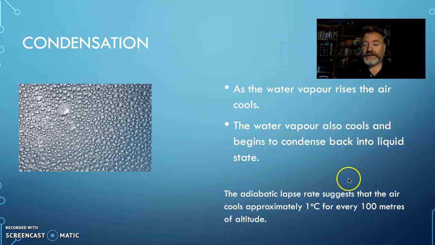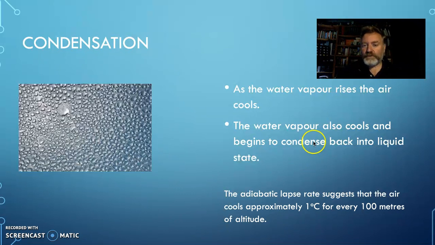So essentially, we have a thing called the adiabatic lapse rate, and roughly it cools 1 degree Celsius every 100 meters you go up. So if you have a mountain that's a kilometer high, then the temperature at the top of that mountain is 10 degrees less than it was at the bottom of the mountain, roughly 9.7, 9.8 something.